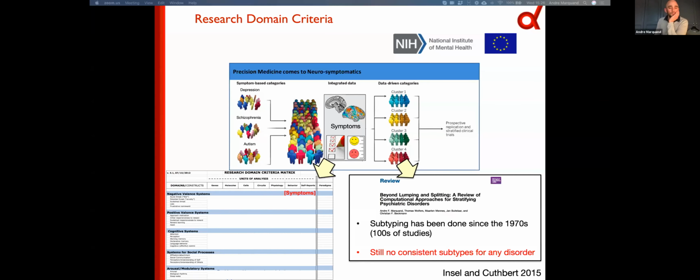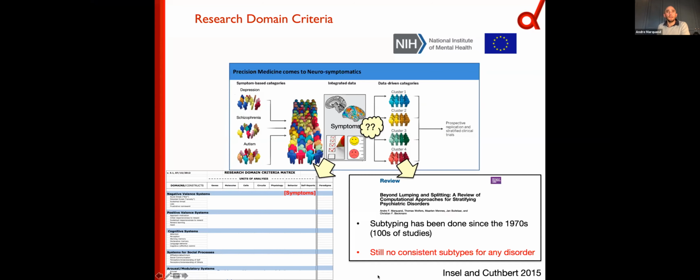I apologize for that. So basically, the point is that people have been approaching this problem for decades, and we haven't really been able to make headway. One of the reasons for that is that frameworks such as RDoC don't really specify how we move from these heterogeneous symptom groups using biological measures to somehow produce clusters that more closely relate to underlying biology. So that's not specified by any of these initiatives.